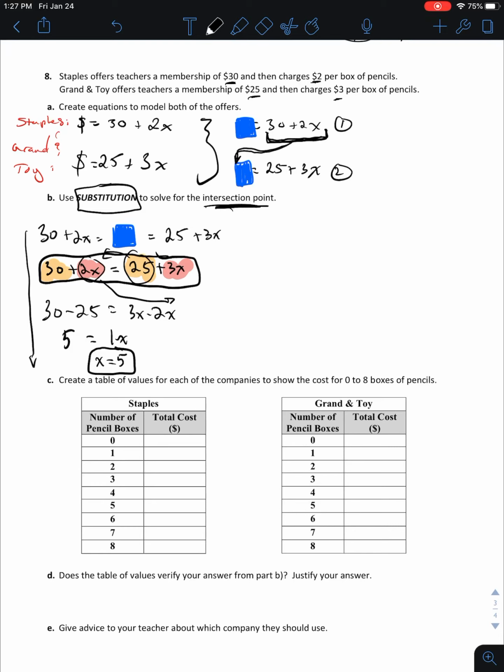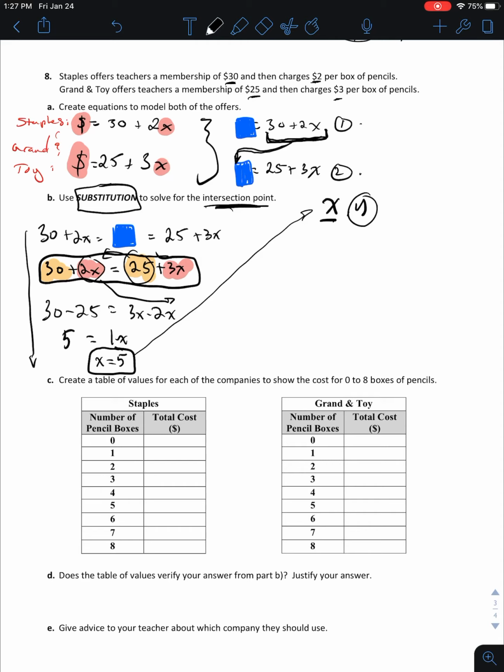Then I worked down and I got an answer for x. Now, at any point, it doesn't have to be the intersection point, any point on a grid always has an x and a y, always. So what we've done here is we've solved for the x, but we still need to figure out what the y is. And you remember from the original question, y represented the amount of money we were going to pay at each store, right? X represented the number of boxes that we were going to buy, right? So let's just go through the rest of this.